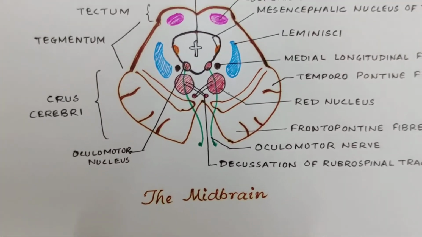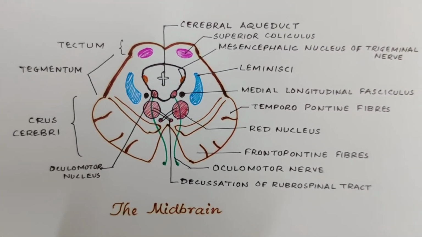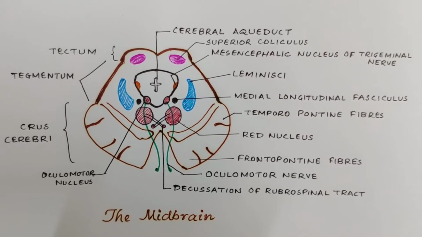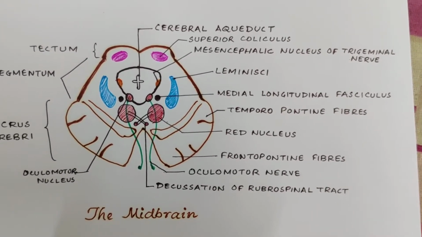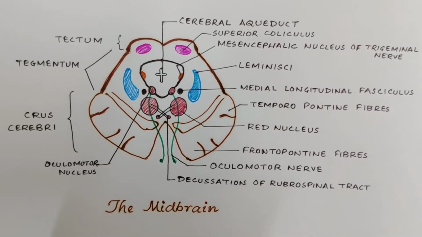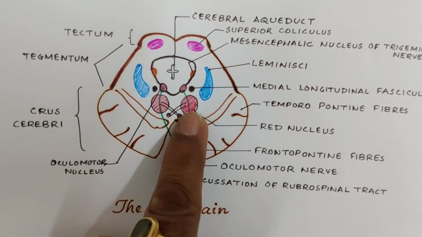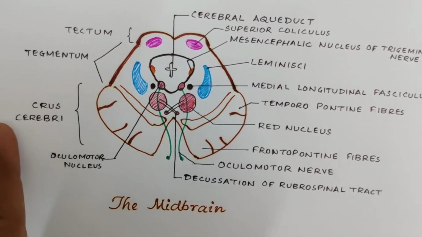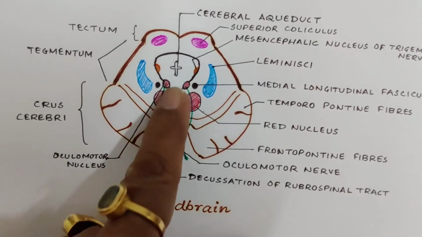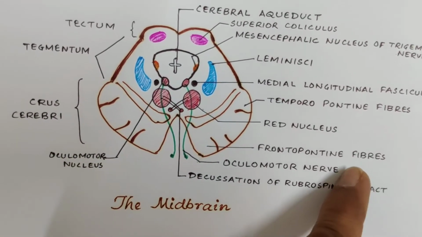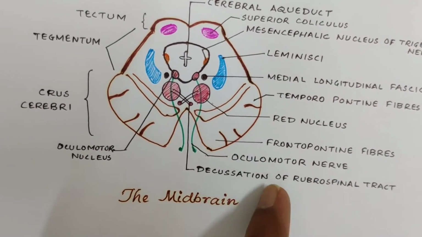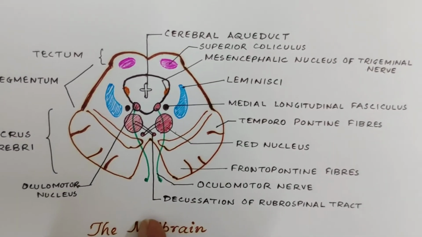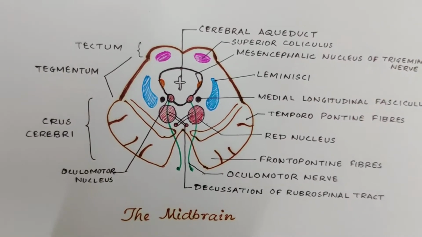Now this is the midbrain. The midbrain part, you can see the cerebral aqueduct, tegmentum, tectum, laminici, medial longitudinal fasciculus, red nucleus you can see over here, the crus cerebri or crura cerebri, the oculomotor nucleus over here, the frontopontine fibers, oculomotor nerve. This is the entire midbrain.